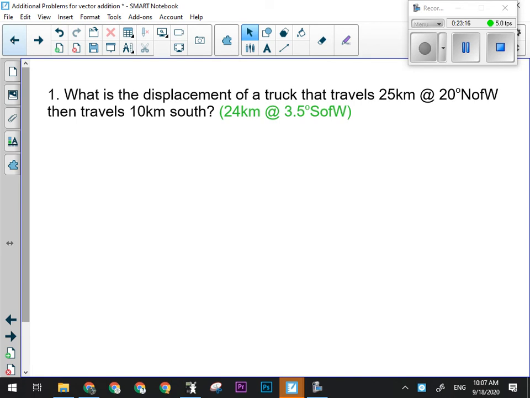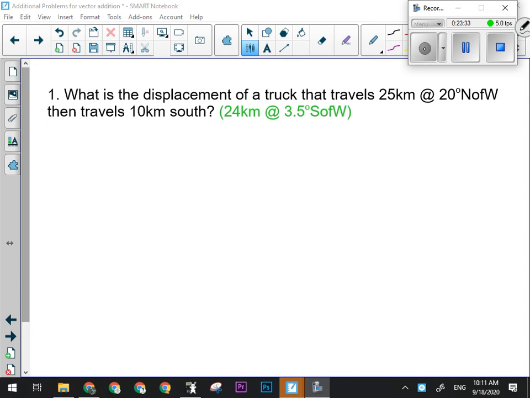Try that one. It's more like what we were doing yesterday, and very much like what you would see on your unit exam: one straight along the compass direction vector and one angled vector. Give that one a try.